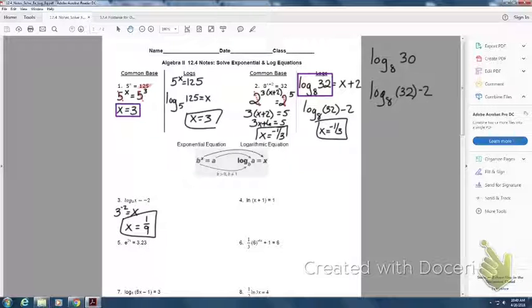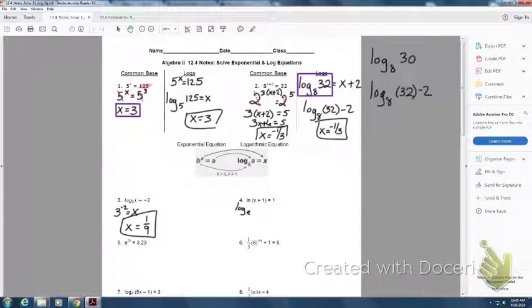Okay. So let's come over to 4. If I have natural log, what does that mean my base is? That's common log. It's not a variable, but it's a constant: E. Okay? So whenever you have natural log, this problem right here is the exact same. That natural log is the exact same as log base E.